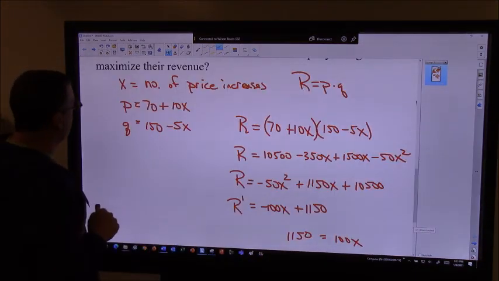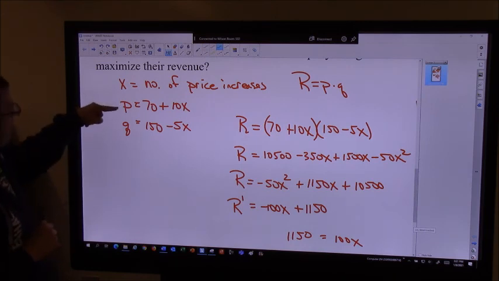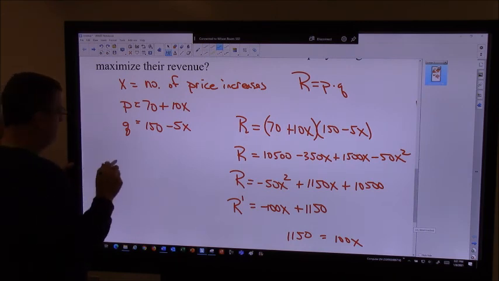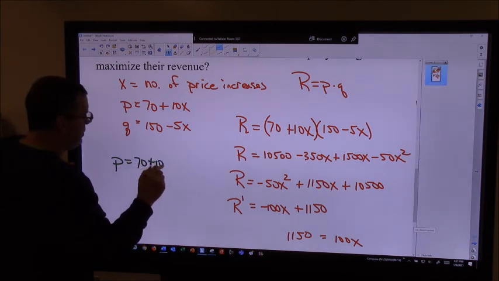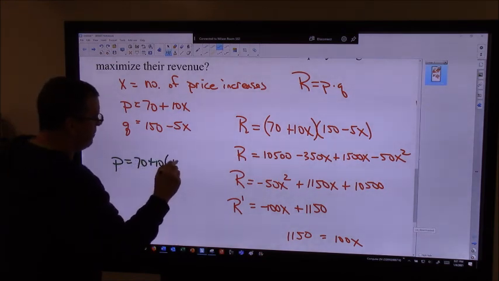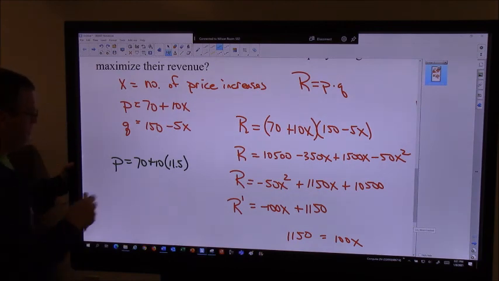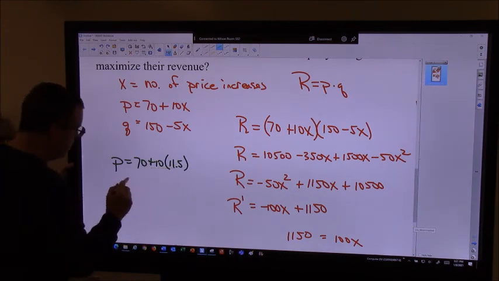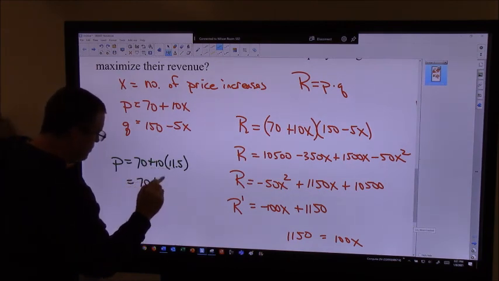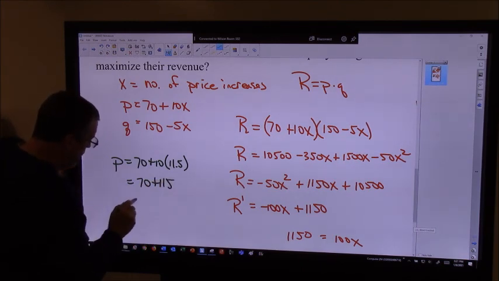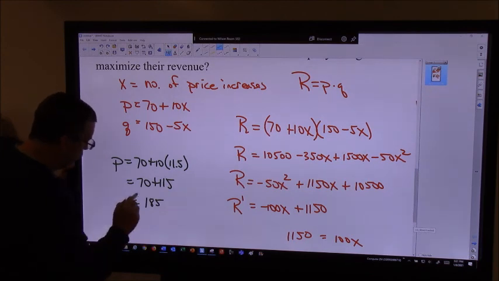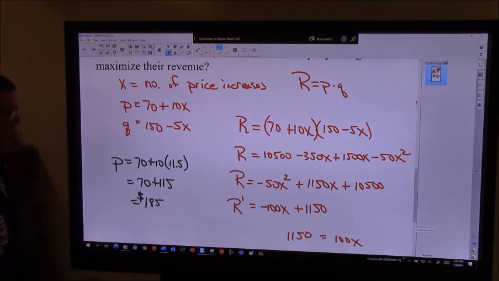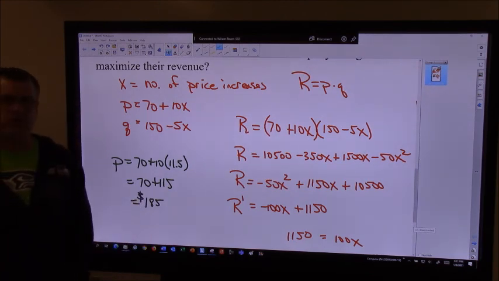All right, so now I need to find the price that would maximize the revenue, which is, let's see, my price is going to be 70 plus 10 times 11.5. So that'd be 115. And then if I add those, I get 185. So we should rent this boat for $185 a day as opposed to 70 bucks a day.